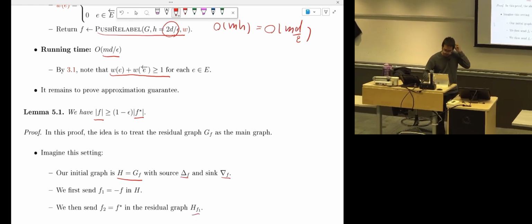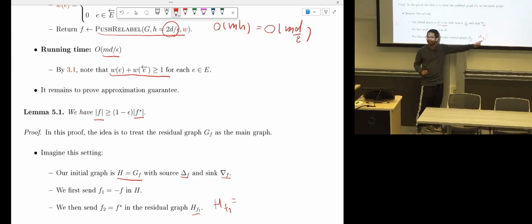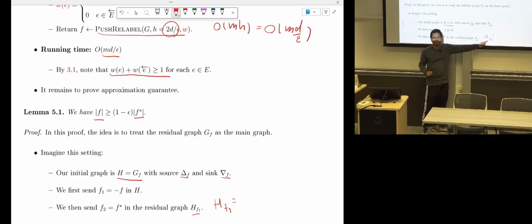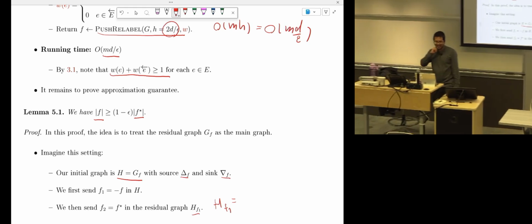What is this one, by the way? This H1 is just, yeah. What is this graph, by the way? There's something simple. It has a good description.